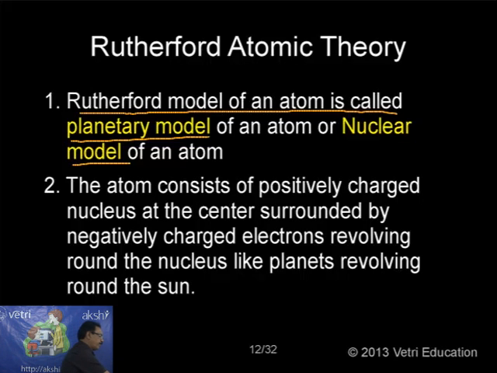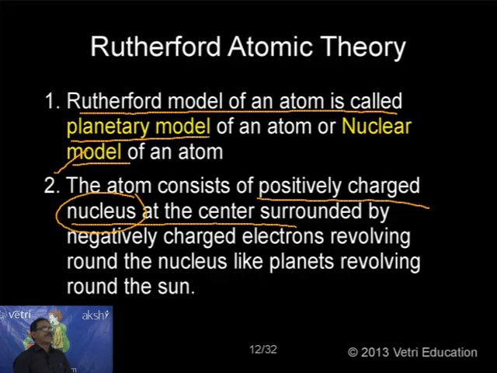The second postulate: the atom consists of a positively charged nucleus at the center. Kindly remember, the nucleus was discovered. The atom consists of a positively charged nucleus at the center, surrounded by negatively charged electrons, electrons revolving around the nucleus like planets revolving around the sun. This is the most important postulate proposed by Rutherford.